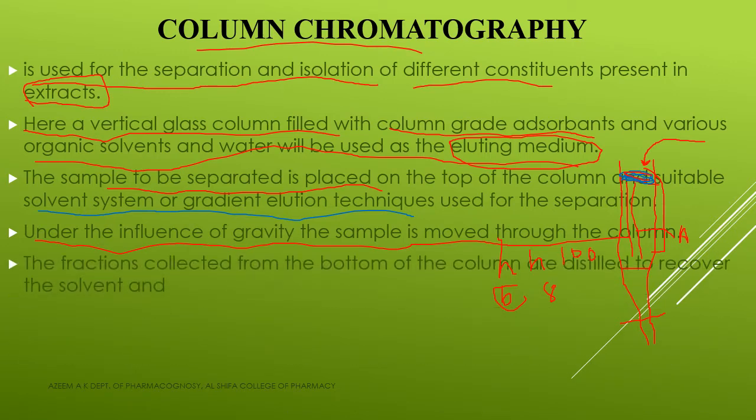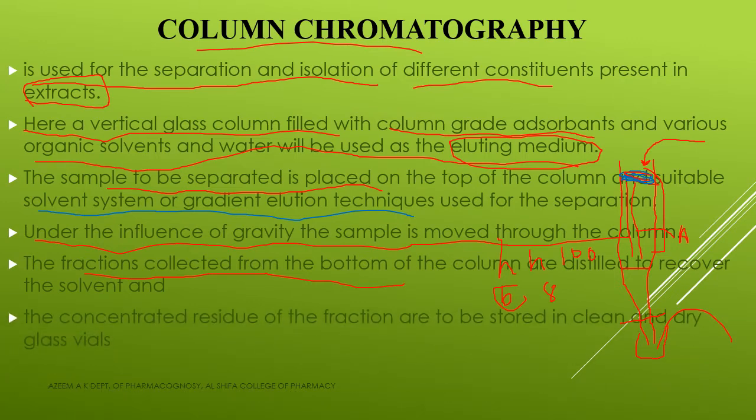Clear? Now, the fractions can be collected from the bottom of the column. So this is the bottom of the column, and from this region the fractions can be collected. After distilling off the solvent present there, a fraction will be obtained as a liquid. So here some liquid will be there, and this liquid has to be distilled off, and you will get a dry concentrated residue. And this is the extract, meaning this is a separated compound. So this concentrated residue of the fraction is to be stored in clean and dry glass vials.